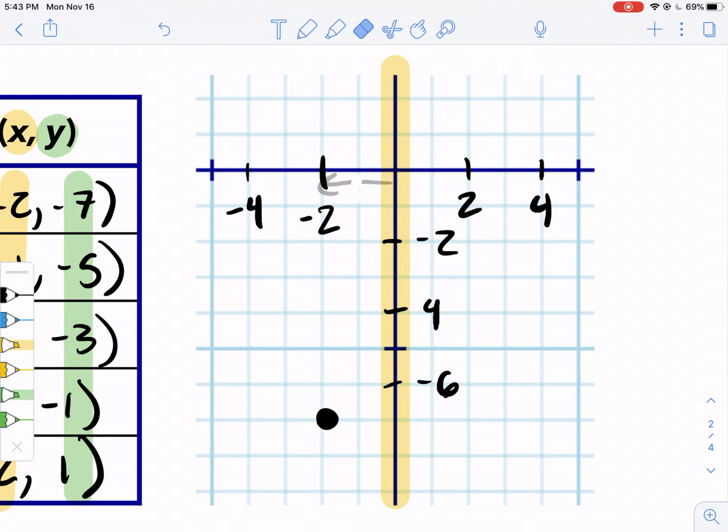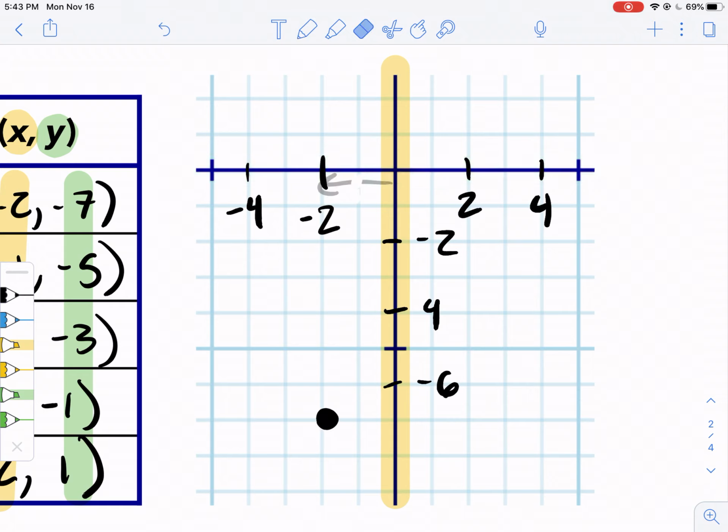Then -1, -5. We go back 1, down 5. -1, -5, that is right there. 0, down 3, over 1, down 1, over 2, up 1. And if we did this right, you guys, then they'll all connect in a straight line.